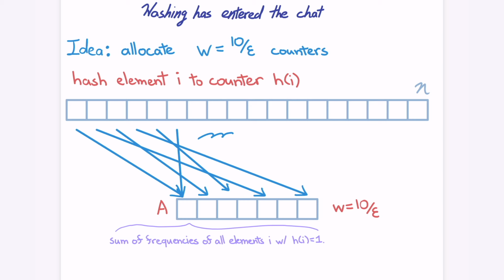Okay. So one of these, right? This thing is going to be the sum of the counts of everything that hashed to it, right? So maybe it's x plus y in this picture. Okay. So we're going to hash down, and each counter is going to represent a sum over everything that hashed to it.